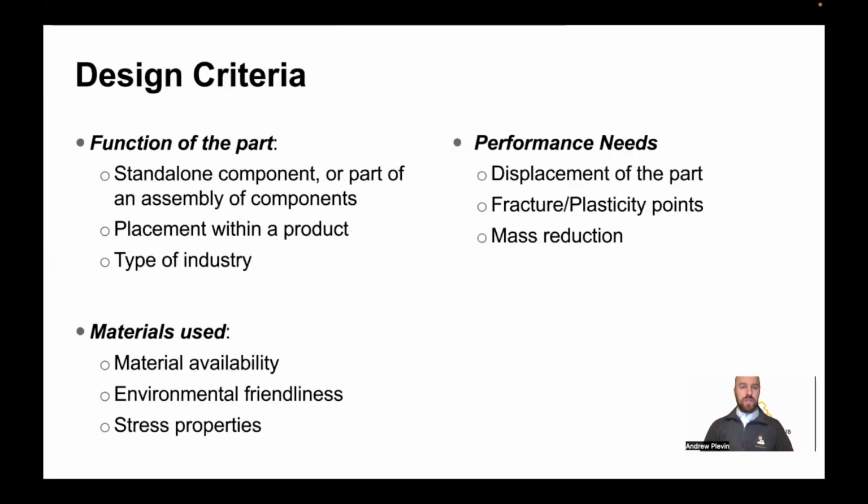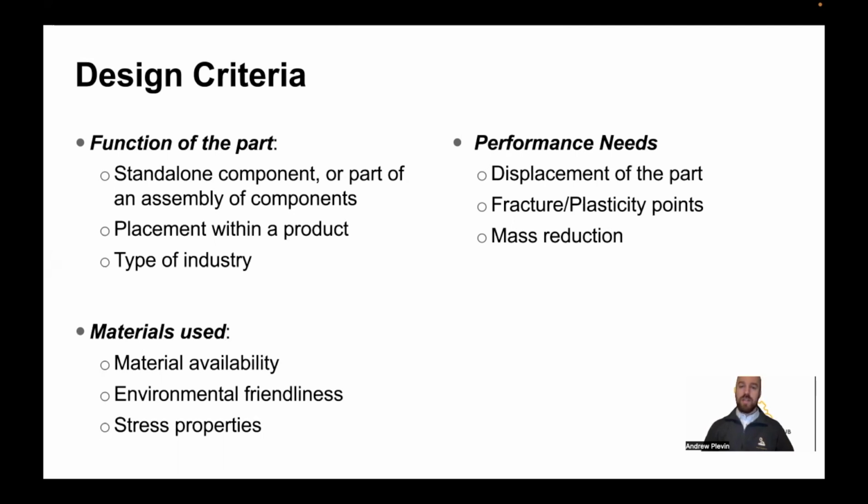Some of the reasons why we would run an FEA are to check the function of the part, whether it fits in as a standalone component or part of an assembly, and quite often the type of industry. Mechanical and civil engineering are two of the main areas where FEA will be used. That's because the part is working under some sort of stress, whether that be making a car move or keeping a building upright. Obviously, two very important factors.